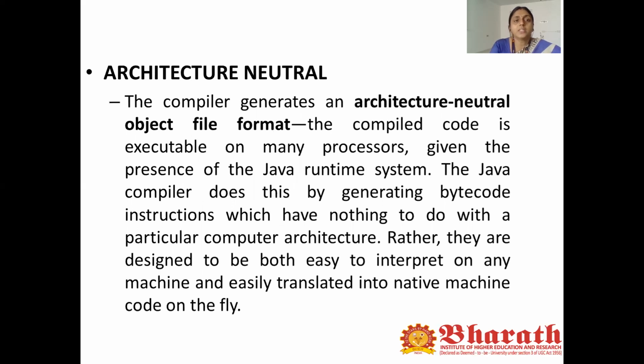And the next feature here is architecture neutral, where the compiler generates compiled code that is executable on many processors irrespective of the platforms, if the Java virtual machine is installed on the platform. And the Java compiler does this by generating bytecode instructions which have nothing to do with a particular computer architecture. Rather, they are designed to be both easy to interpret on any machine and easily translated into native machine code on the fly.